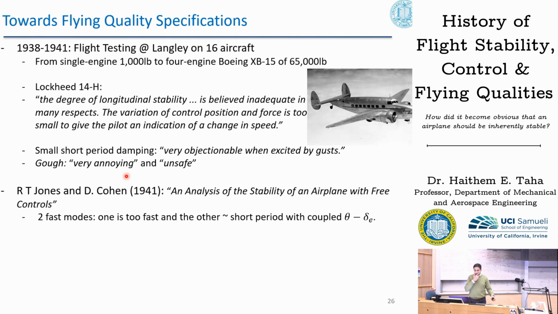They analyzed this coupled motion, 2 degrees of freedom, pitching, theta, and elevator deflection. They found 2 fast modes, faster than the standard short period mode. One is too fast, actually, with great damping. The other one is slightly faster than the standard short period mode, but it has small damping, and it actually shows this coupled oscillation between pitching and elevator deflection, which they observed in flight and described as very annoying and unsafe, and was the main cause for the crash that we discussed about.